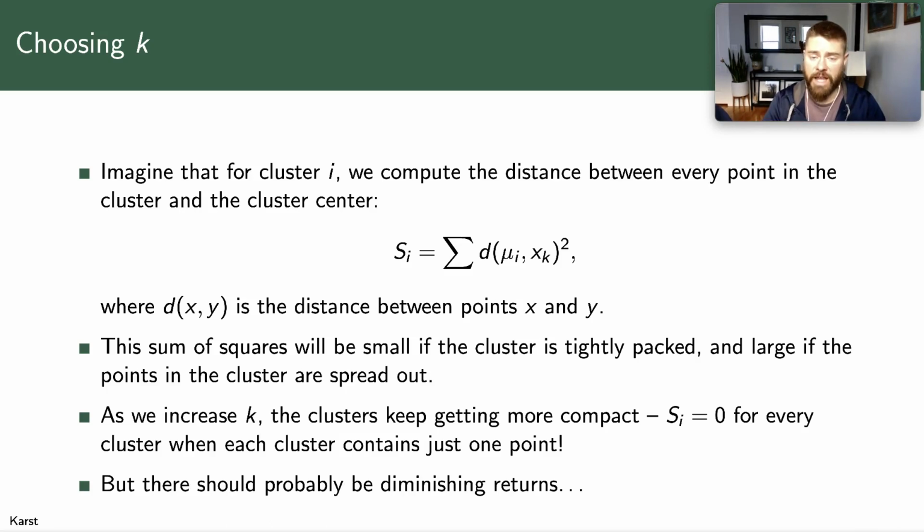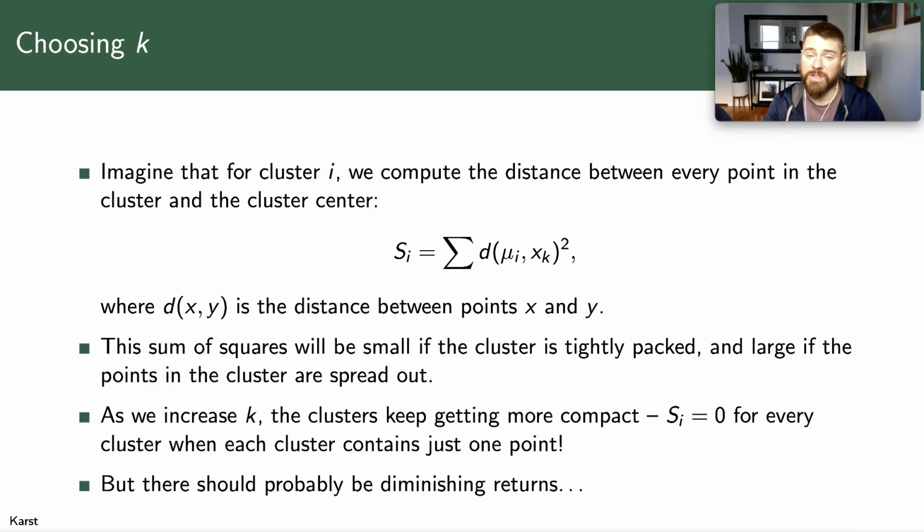As we increase k, you can mentally convince yourself that this S_i number should go down. That's because, for instance, in the limit, if every data point is its own cluster, then S_i is 0 because there's only one data point in the cluster. So the distance between the data point and the center of the cluster is 0 because the data point is the center of the cluster. And so at the end of the day, the sum of the S_i has to be 0. We don't have any variability in the data set at all.